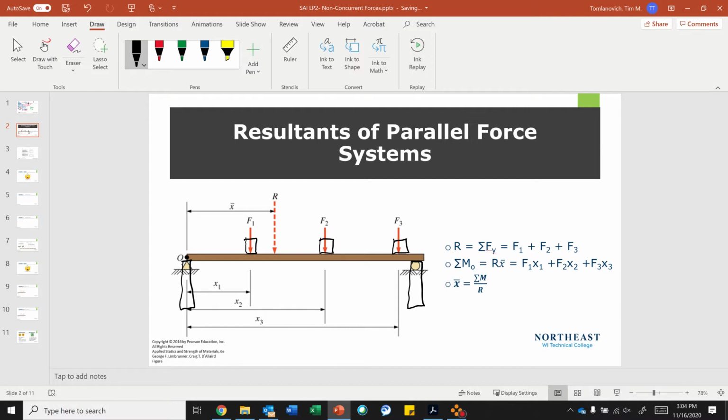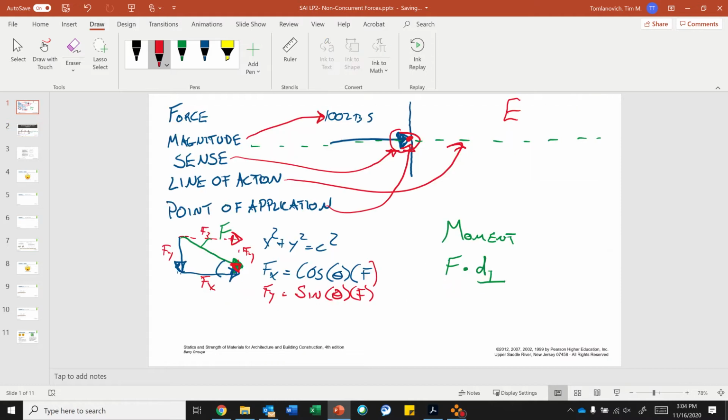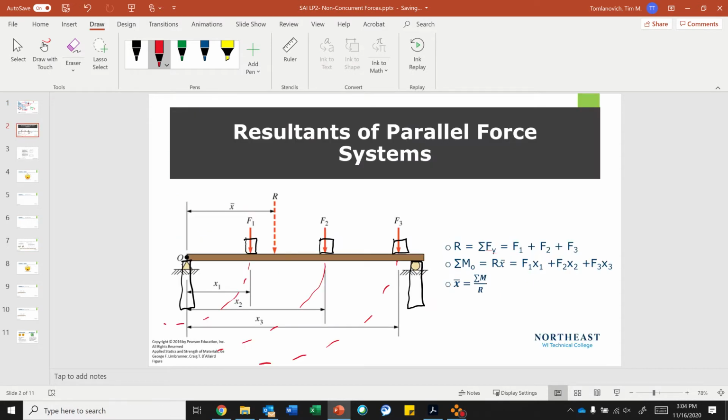Okay, so if we sum all the moments about point O, force one is going this way and this way and this way, so they're all clockwise moments, right? So let's go back to this. Remember, a counterclockwise moment is a positive moment. So if I sum the moments right here, F1 times X1 plus F2 times X2 plus F3 times X3, if I know all these distances, that will be equivalent to this big R times X bar.